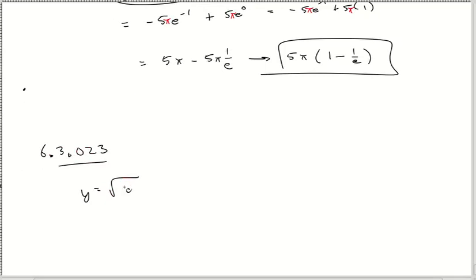Y is equal to the square root of 9x. Y is equal to x squared over 9. That's a 9. And it says going about the y-axis.